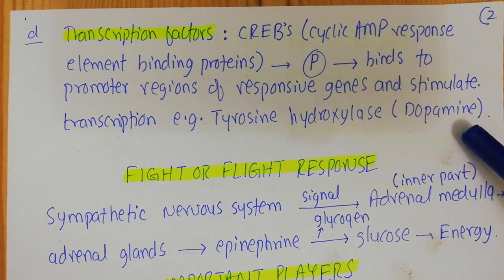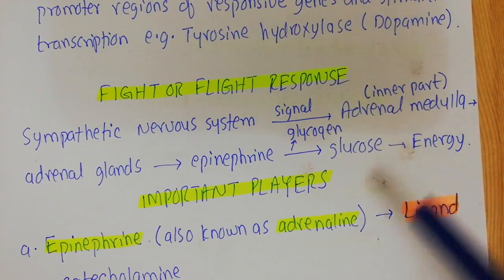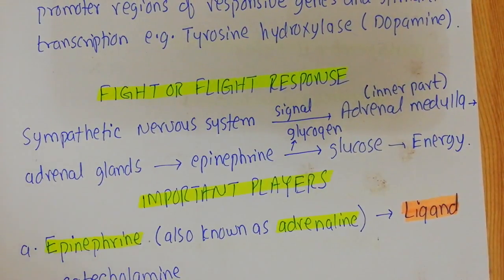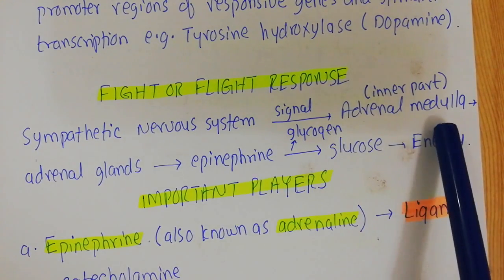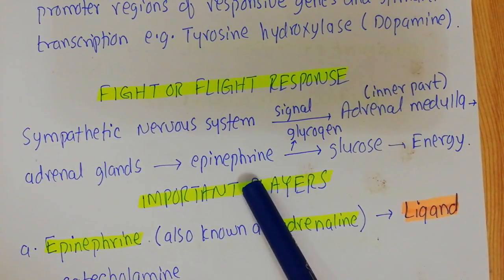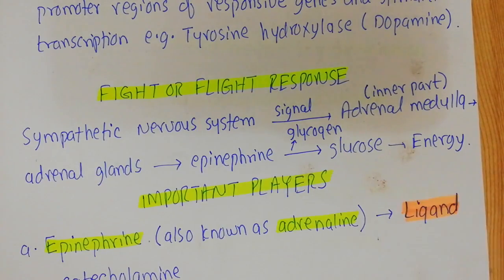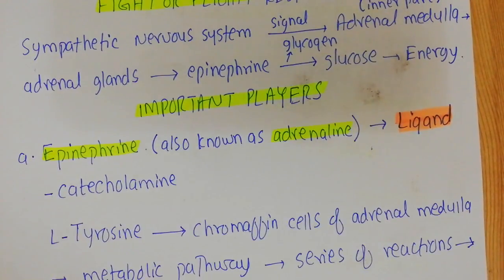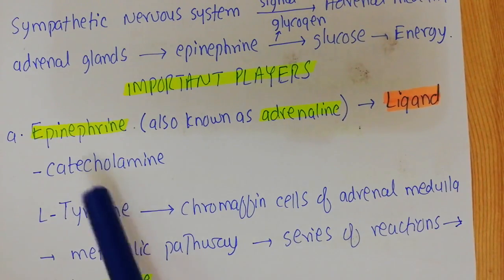the dopamine. Then we started a discussion on the fight or flight response, and I told you that during the fight or flight response, the sympathetic nervous system signals the adrenal medulla of the adrenal glands, thereby releasing epinephrine, which is responsible for the breakdown of glycogen into glucose and hence for the production of energy.